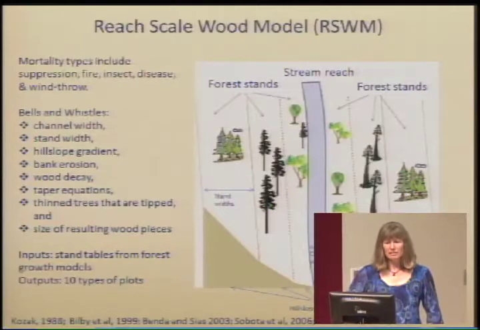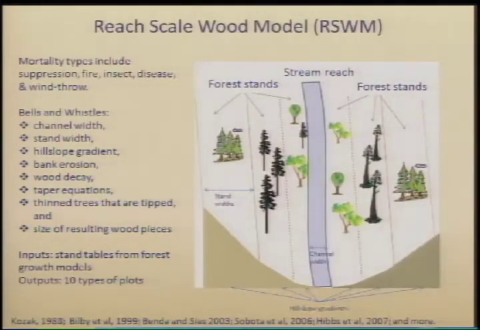So here's the reach scale. This is the spatial setup. What you can do is put three different forest stands on each side of your stream. Here's your 100-meter reach. You're going to need the channel width, and you're going to need different hillslope gradients for each of these three stands. You don't have to put three in. There can be one or two, or whatever you want to do.